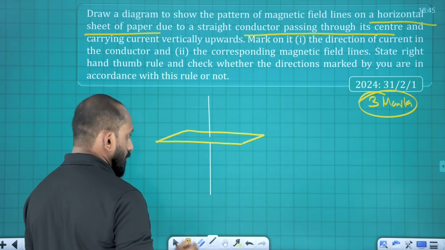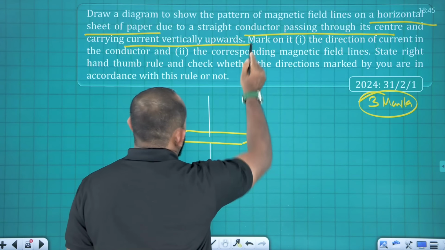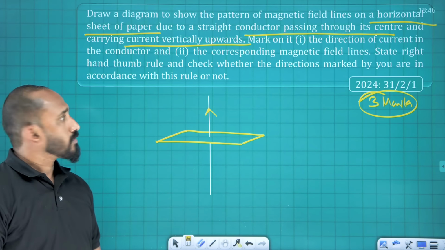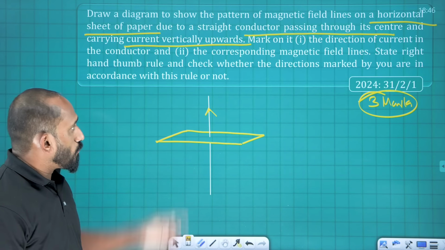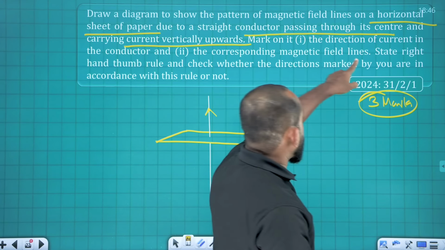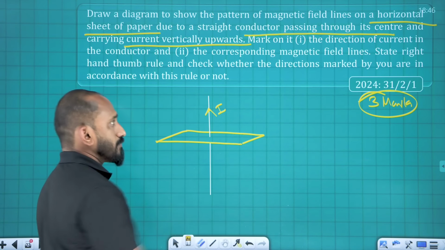See, this way is passing. Then current carrying vertically upwards. So the current is passing through in the upward direction. Then what is the direction of the magnetic field in this case? So here mark the direction of current in the conductor. Upward. This is current upward.